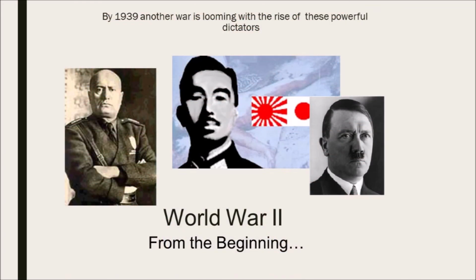So by 1939, there's going to be a war. Okay, there's going to be a war. We have these three dictators. We have Mussolini on the left, Hirohito in the middle, and then Adolf Hitler on the right. So let's see what's going on here with World War II.